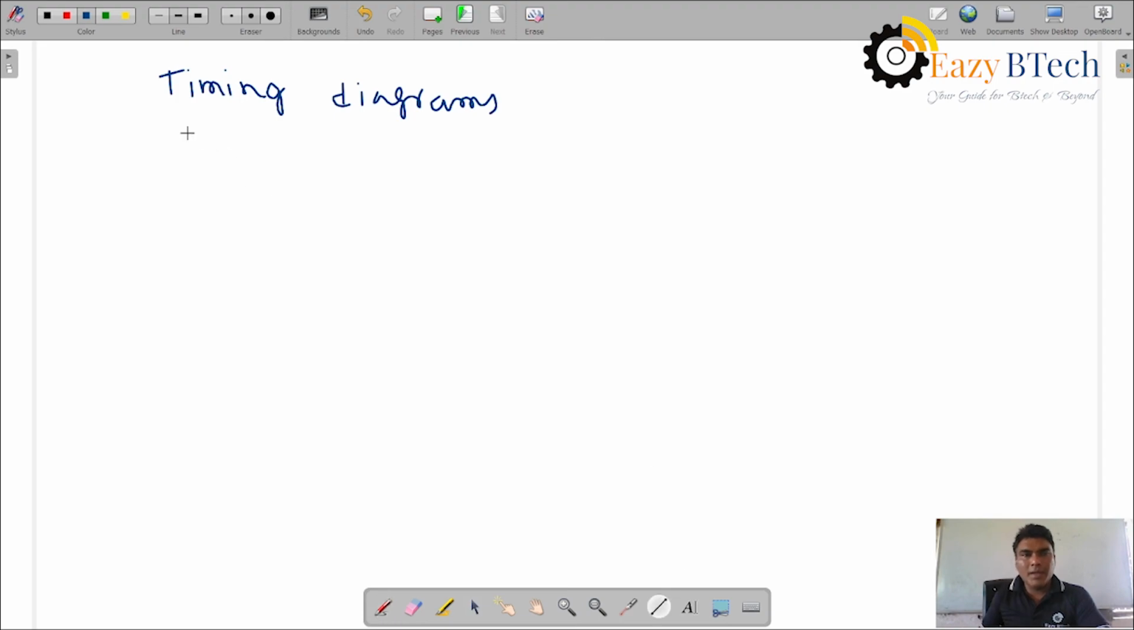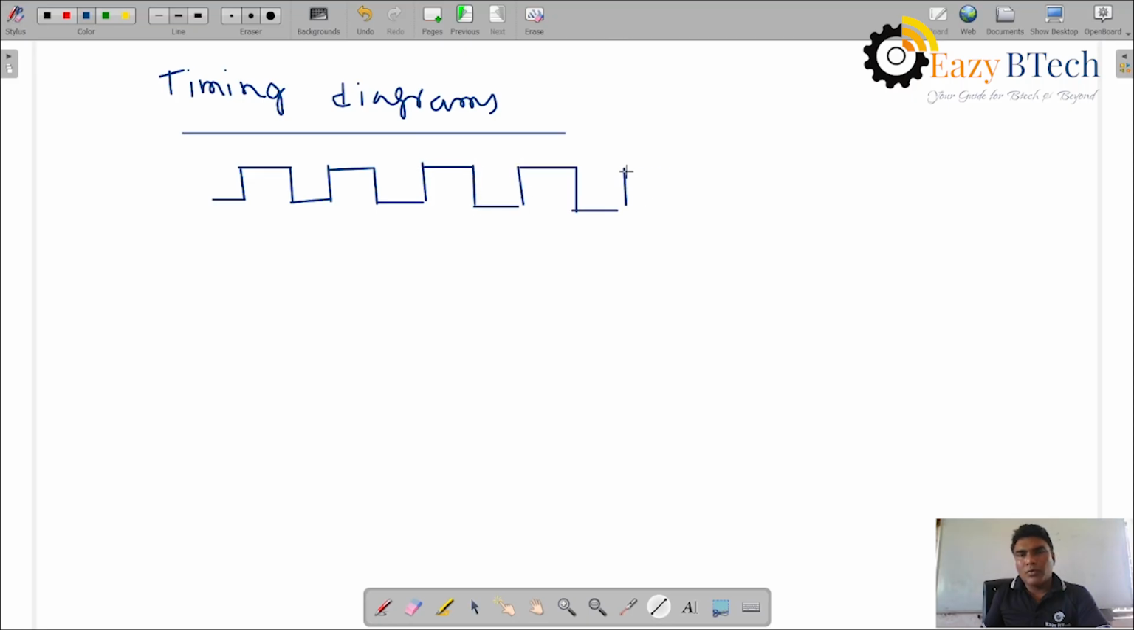Okay, timing diagrams. First, let us see the clock pulse. Okay, 1. So 0 to 7. Right? 0, 1, 2, 3, 4, 5, 6 and 7. These are the clock pulses.